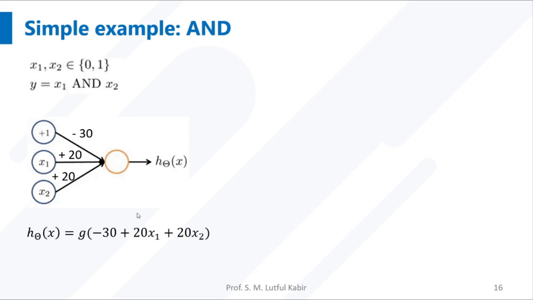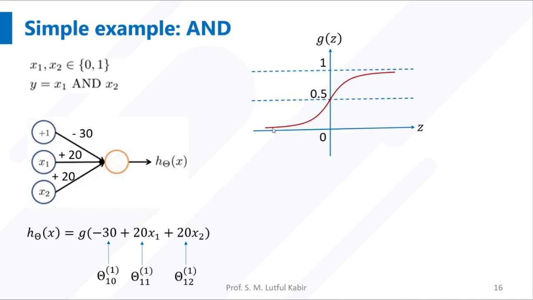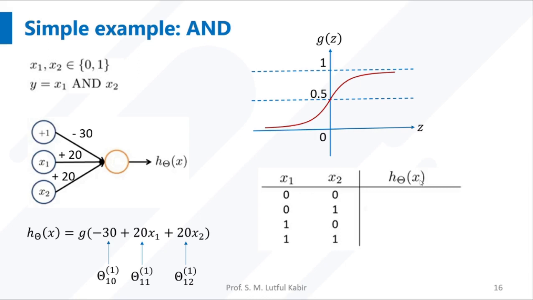So we'll write the equation for h of x as g of minus 30 plus 20 multiplied by x1 plus 20 multiplied by x2. So this is our theta 101, theta 111, and theta 121. So these are the theta matrices, and then we know the sigmoid function. If we put the different combinations of x1, x2, then we'll get the value of z, and that z will tell us whether it is close to 1 or it is close to 0.